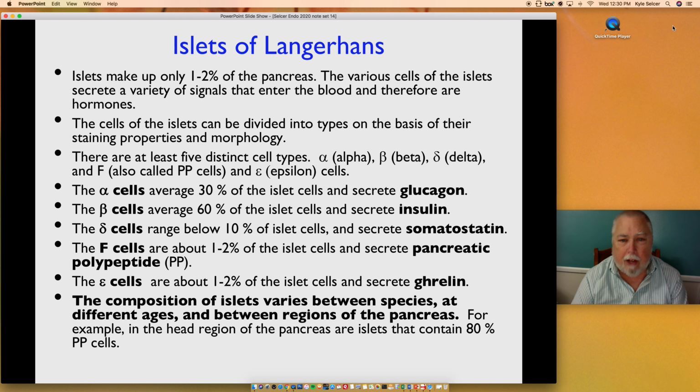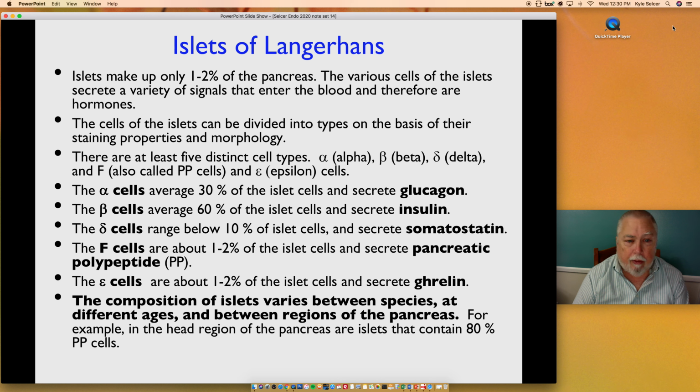There's at least 5 distinct types, of which you've probably heard of a couple. The alpha cells, beta cells, delta cells, F cells, and epsilon cells are the 5 types that are commonly recognized. The alpha cells average 30% of the islets and secrete glucagon. Beta cells average 60% of the islet and secrete insulin.